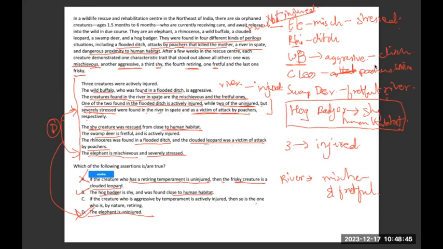The next part: if the creature is aggressive by nature, the aggressive creature is the wild buffalo. If the creature is aggressive by temperament, it is actively injured.